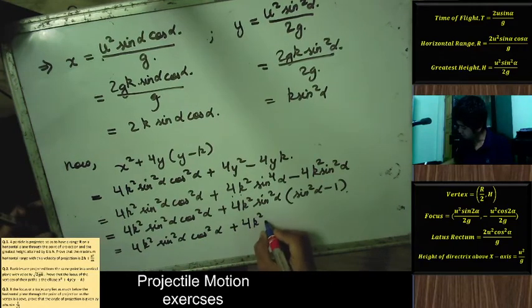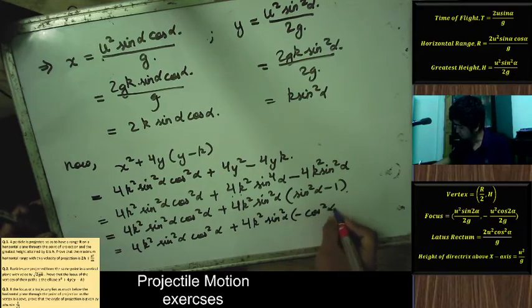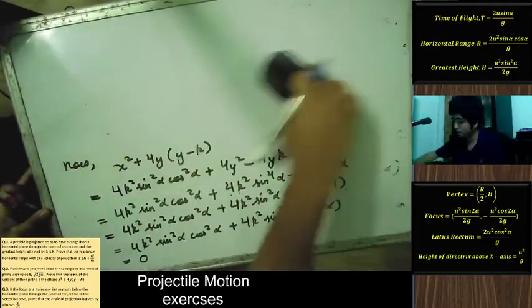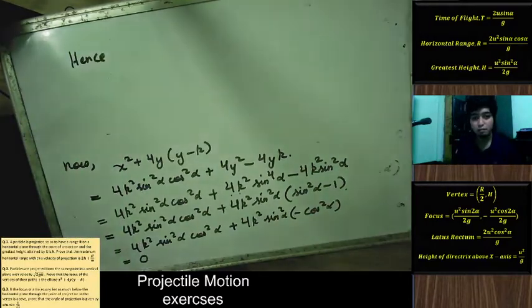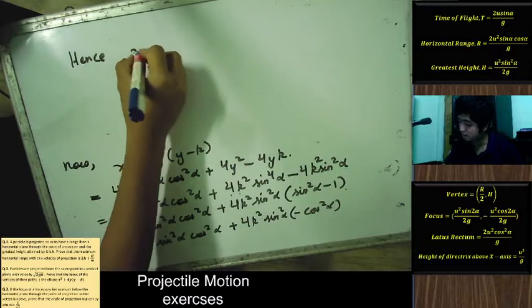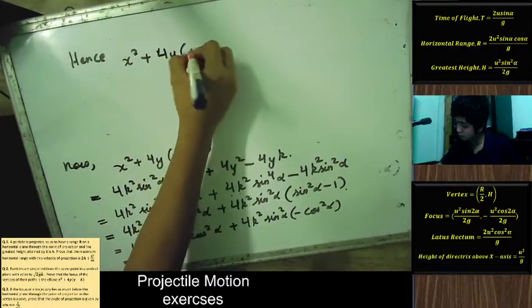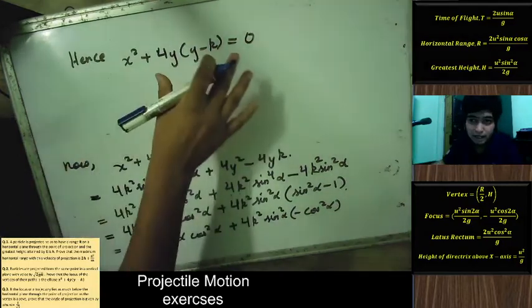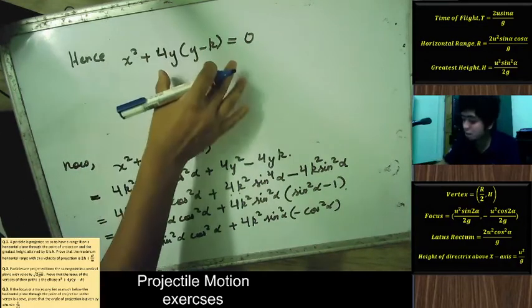Okay, sine squared alpha minus cos squared alpha. So this one will get cancelled and you will be getting 0. Hence, what can we conclude from all of this? 4y(y minus k) is equal to 0. So over here we can conclude that this one is the required locus and it is an ellipse.